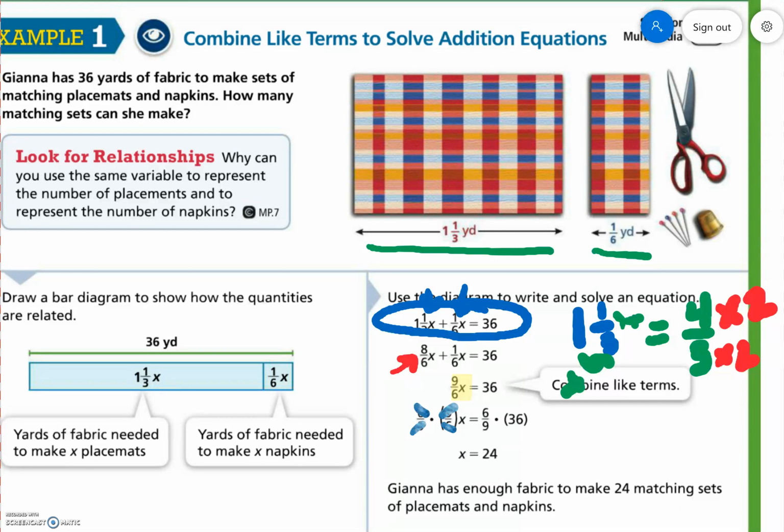Whatever you do to one side, you have to do to the other. So you can put 36/1 and multiply straight across. So we have 6 times 36 equals 216, and 9 times 1 is 9. If we do 216 divided by 9, we do get 24. So Gianna has enough fabric to make 24 matching sets of placemats and napkins.